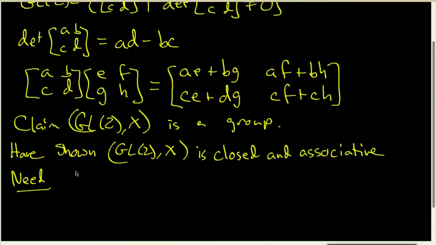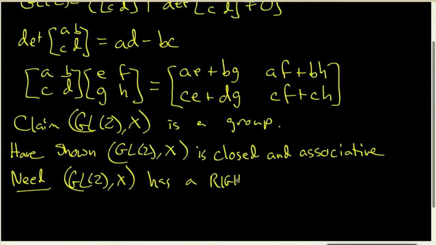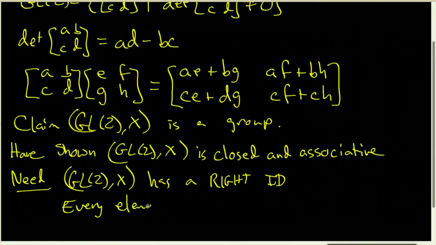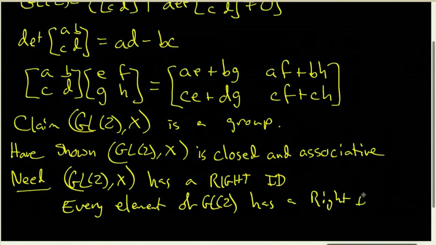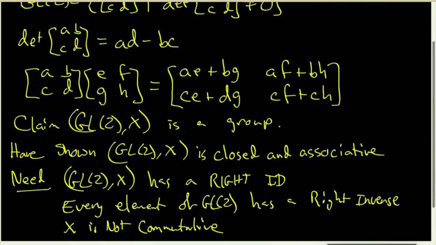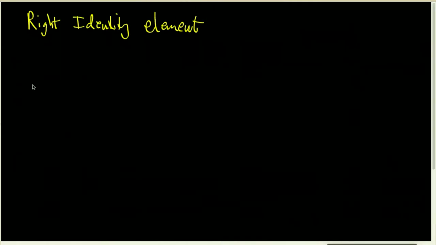In other words, we need to show that GL2 under its multiplication has a right identity element, and we need to show that every element of GL2 has a right inverse. And finally, we need to show that times is not commutative. To get started, let's go looking for a right identity element.